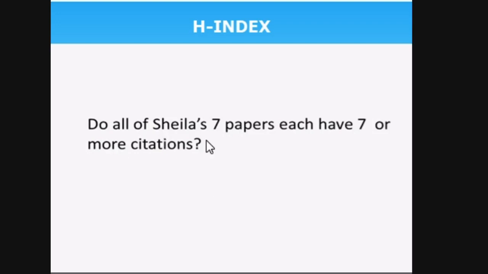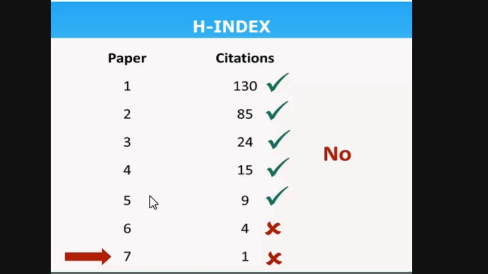To answer Celia's question, first you need to understand it. Do all of Celia's 7 papers each have 7 or more citations? No. Only 5 papers have more than 7; the other 2 are less than 7. That means the answer is no.